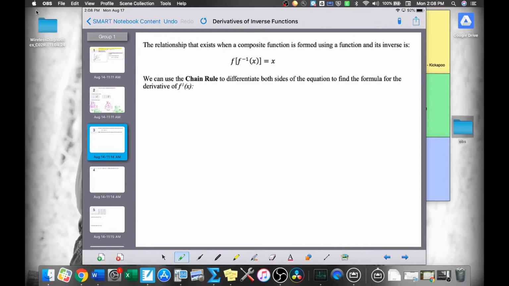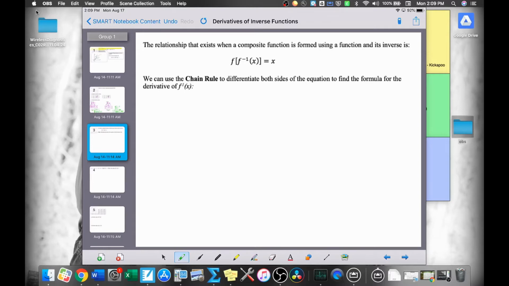The relationship that exists when a composite function is formed using a function and its inverse is that f of f inverse of x equals x. That's what we were talking about earlier when we talked about, back in Algebra 2, show that f of g of x equals x, show that g of f of x equals x. We just called g of x f inverse of x. So f of f inverse of x, that composition has to equal x.